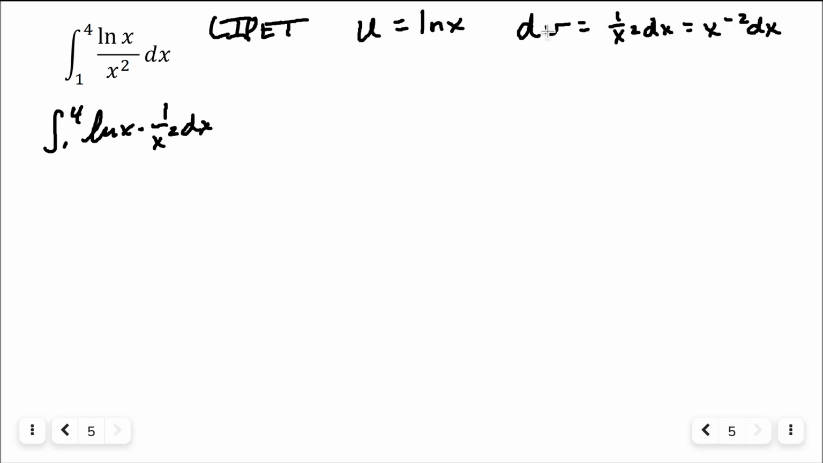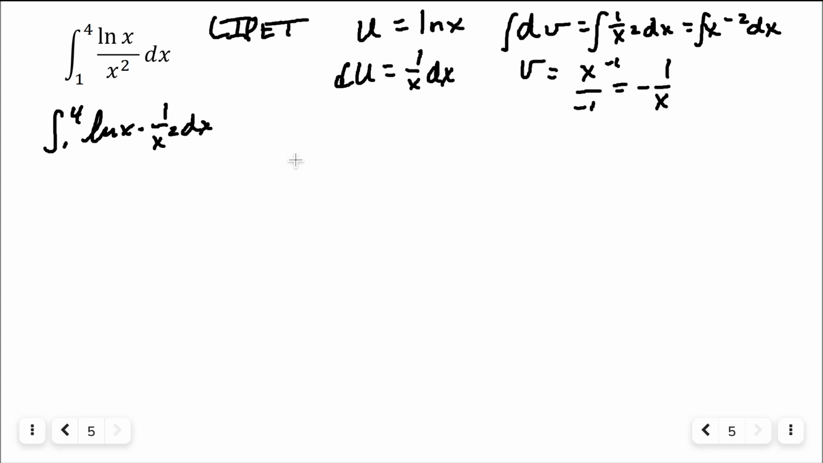I'm going to have to use the power rule on it. And then, so the derivative of u, du, is derivative of ln x is 1 over x dx. The integral of dv is v. The integral of x to the negative 2 is x to the negative 1 over negative 1. And I want to integrate this from 1 to 4. So the integral of u dv is uv. So we can put this down on the bottom.